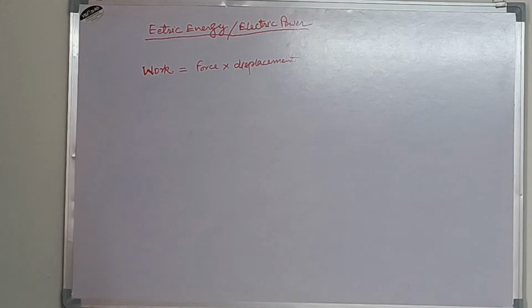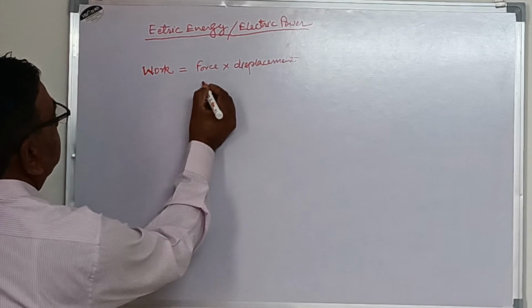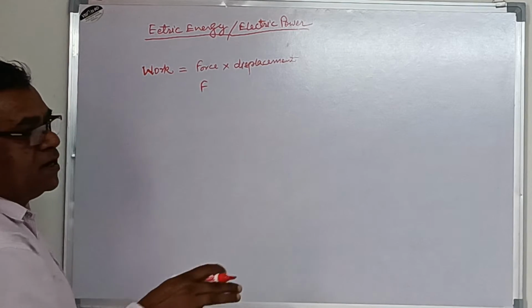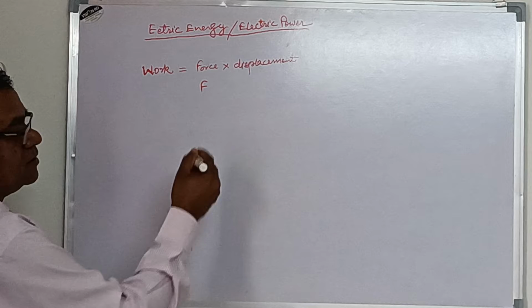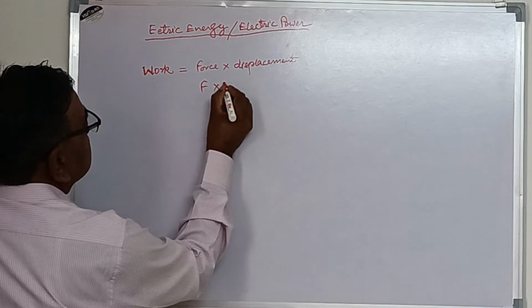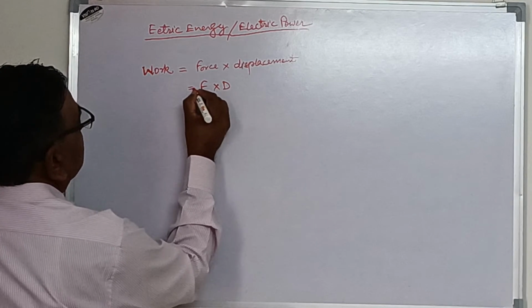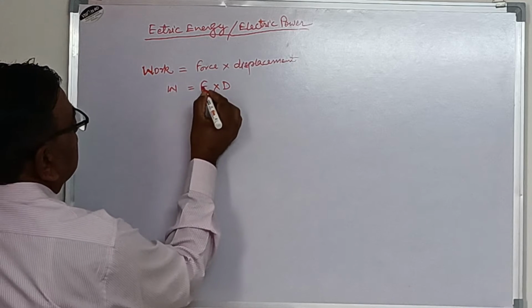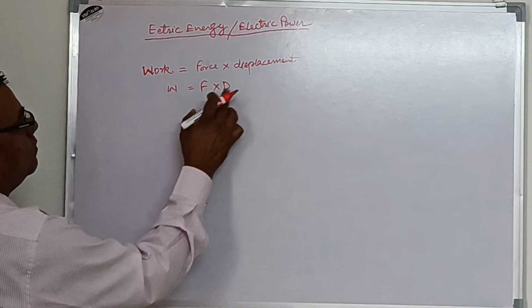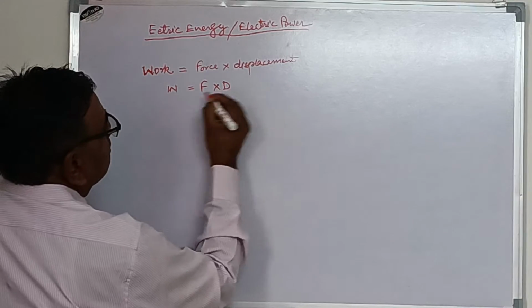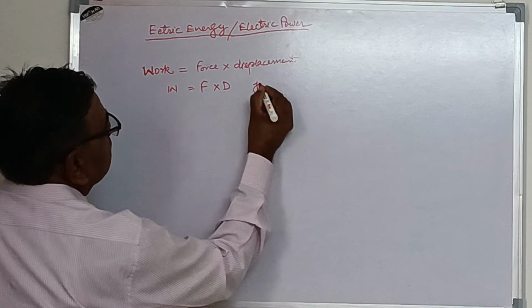When you apply some force F and move an object to a distance d, then your work is called, multiply force F by d, you will get work, and its unit is joule.